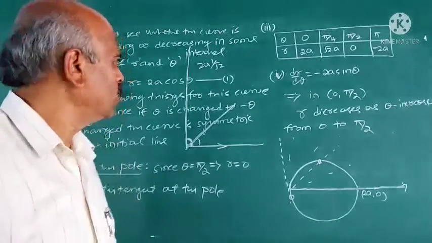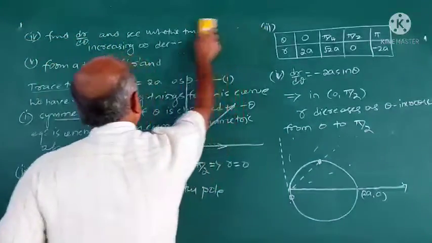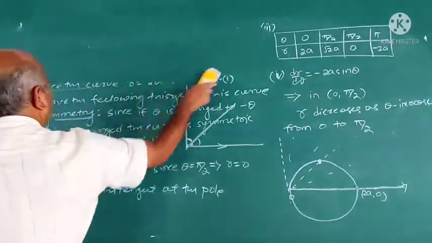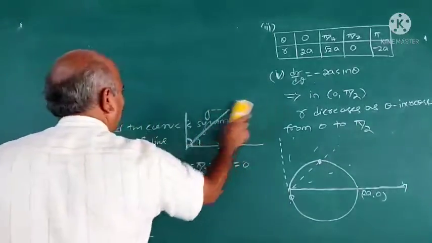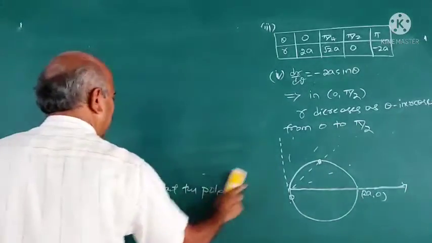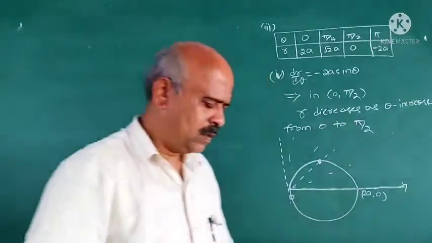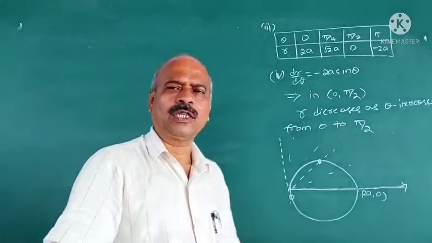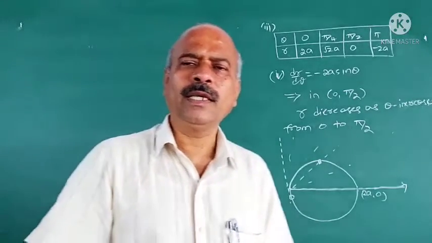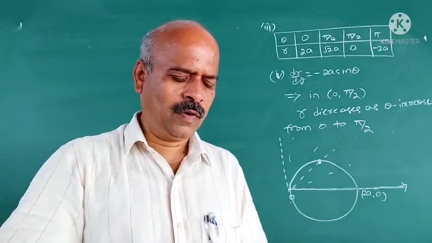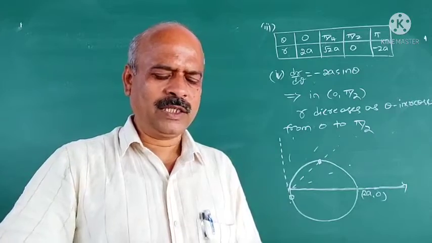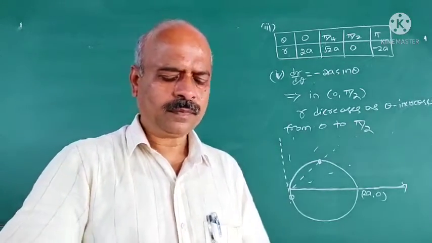So r equal to 2a cos theta represents a circle which passes through the origin and its diameter is 2a. This is the curve, r equal to 2a cos theta. I think all of you have followed the procedure of how to trace the curve.